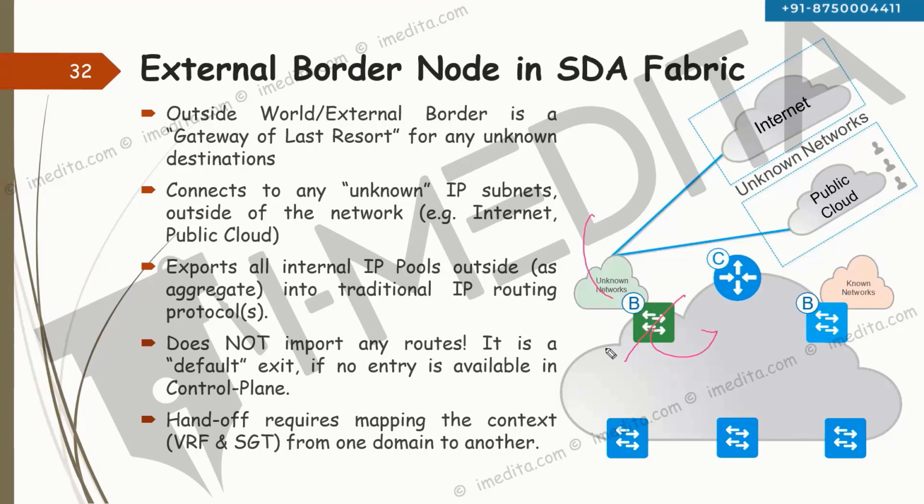So there will be two border nodes, internal and external. The external will be providing a default route to the SDA infrastructure, right? Yes. And you have also mentioned that it doesn't import any routes from the SDA infra. Is that right? In the HCNs, it is not going to import any external routes from outside.